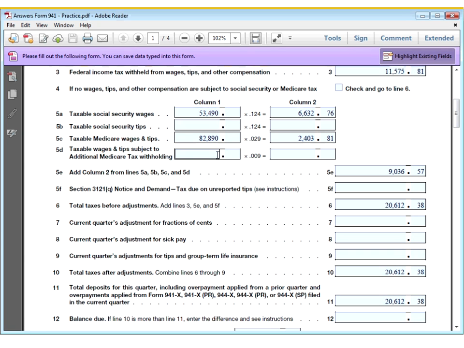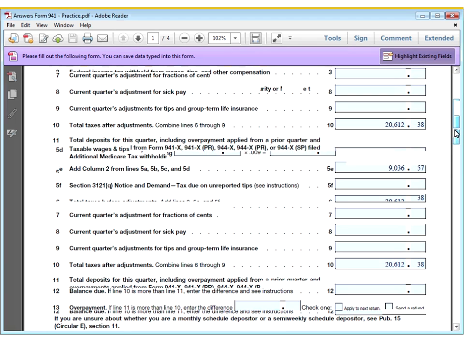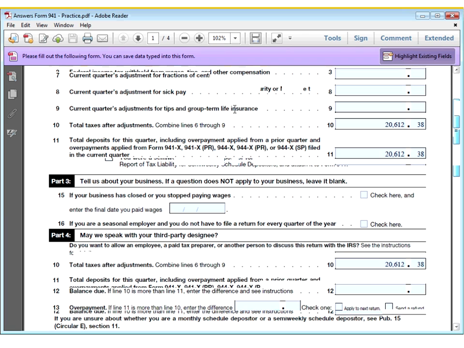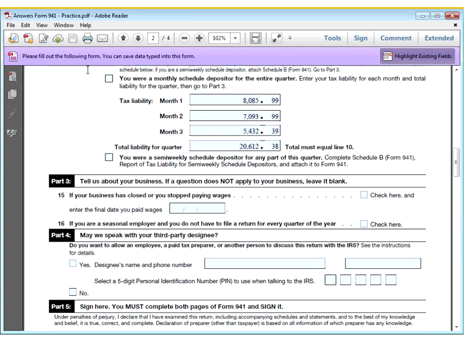And then why the Social Security and the Medicare wages are so different, we showed that as well, because 2 of our employees went over the cap. And then when we add up our column 2, we get the 9,000, adding that into the 11,000 federal withholdings, we get the 20,612, which just happened to match the 3 months of liabilities, 20,612.